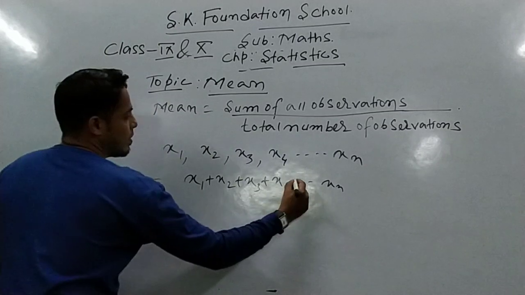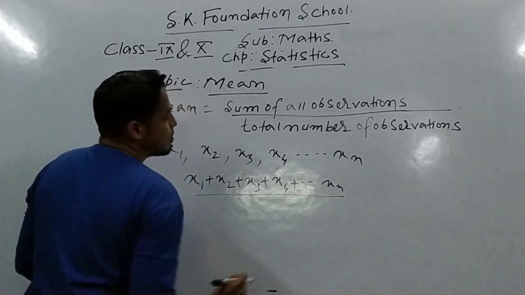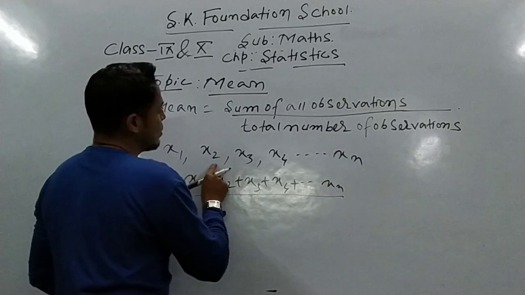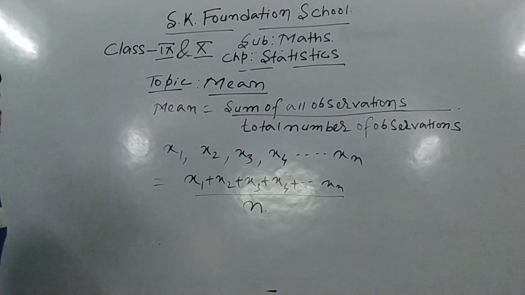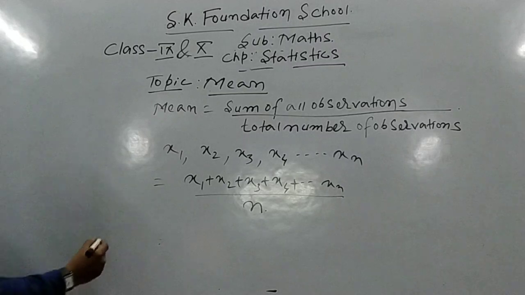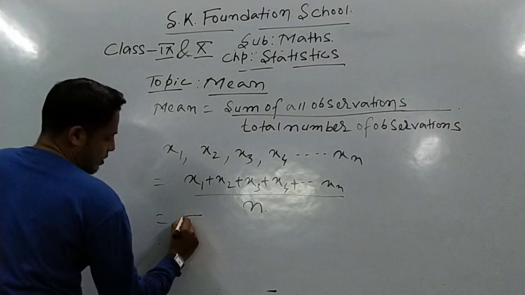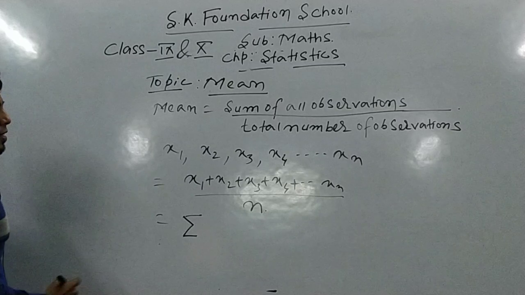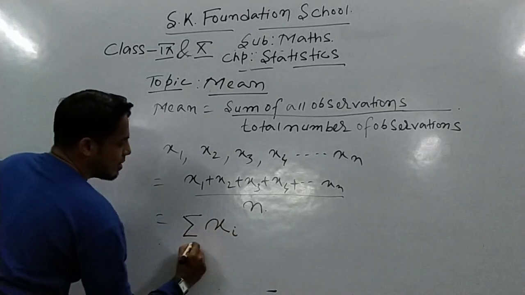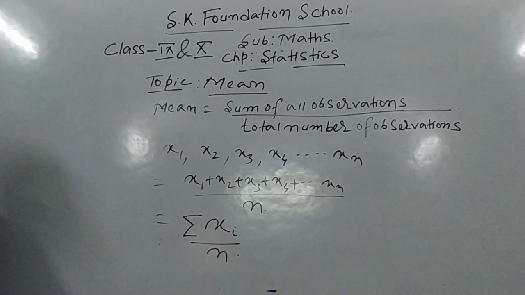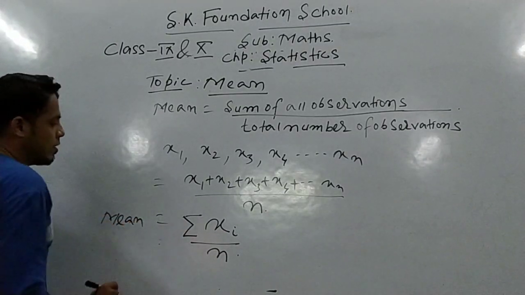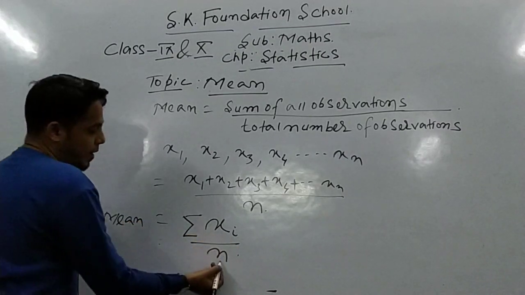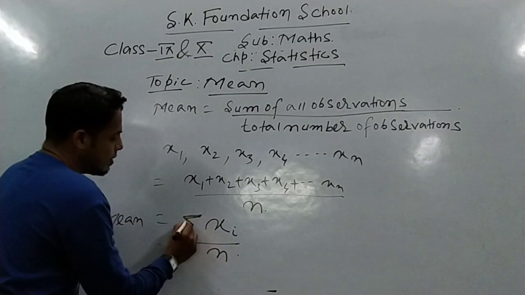And how many terms are there? Total number of terms 1, 2, 3, 4 till n, so divided by n. Or we can write it in a short way using the summation sign. Summation of xi by n. This is the short representation or formula of mean. This sign is called the summation sign.